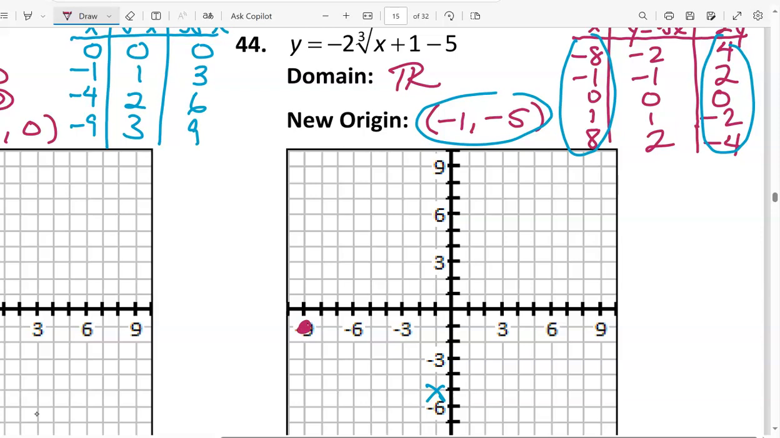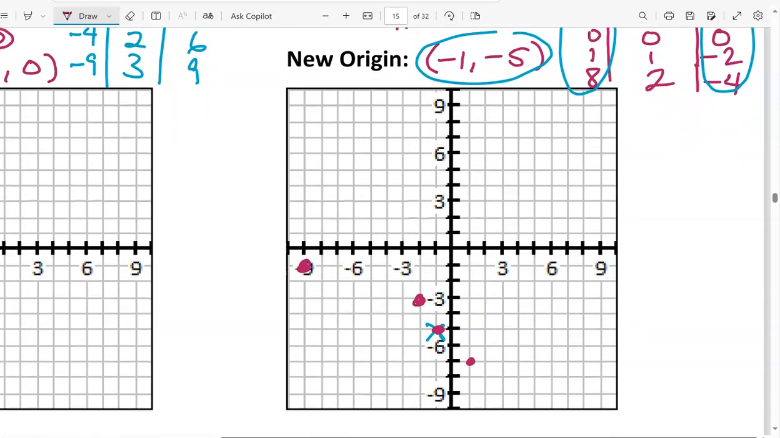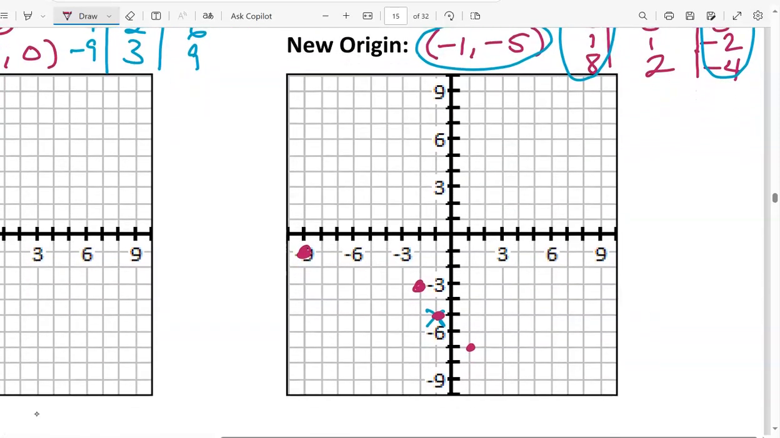1 to the left and 2 up from that point, 0, 0's on that point, 1 to the right and 2 down, and finally 8 to the right of that point and 4 down from that new origin. Remember, all of those points that we're graphing are relative to the new origin.